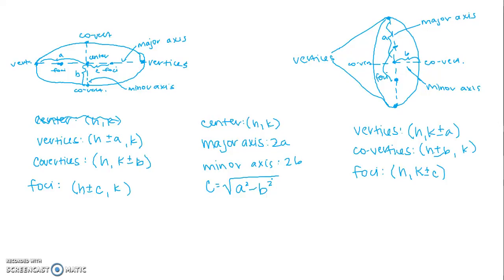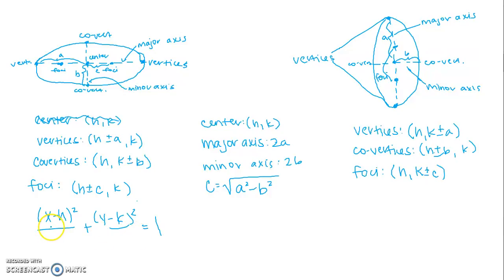Now, let's look at what our equation is going to be for these. For my horizontal ellipse, it's (x minus h) squared plus (y minus k) squared, and they will equal 1. Now, if you notice, I put these fraction lines here.